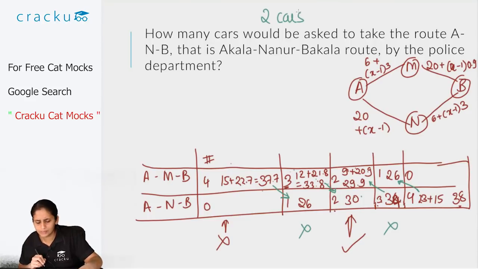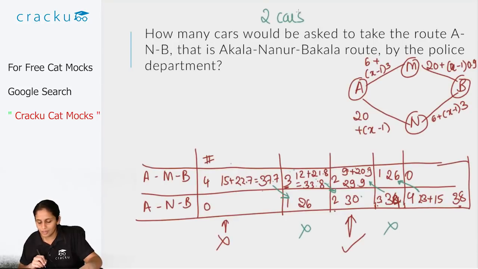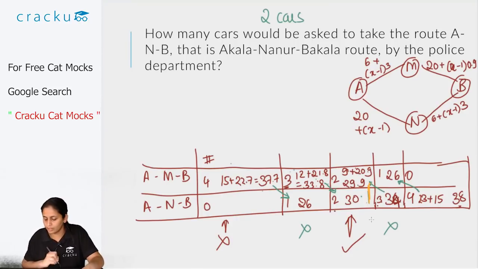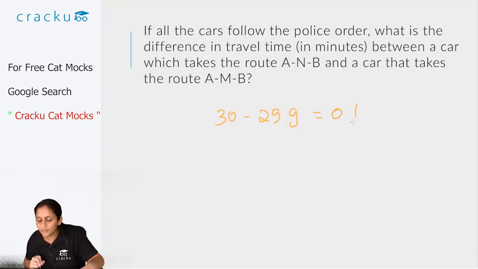Now let's take a look at the second question. If all the cars follow the police orders, what is the difference in the travel time between the cars which take route A and B and the cars which take A and B? So all of them follow the orders, then the cars are taking, as we found this time, 29.9 and 30. So the difference is 30 minus 29.9, that is 0.1 minutes. So the difference between the two cars is 0.1 minutes.